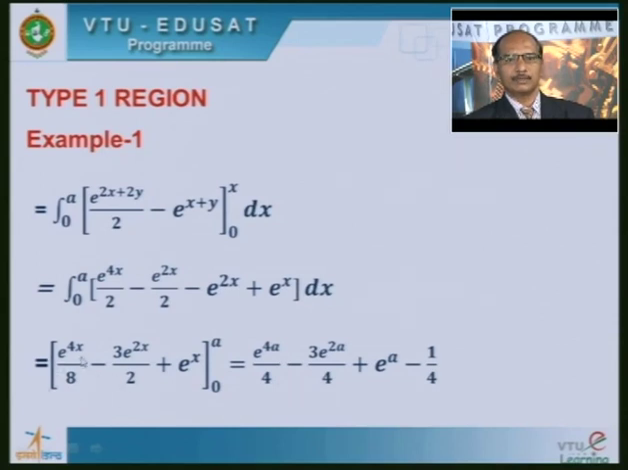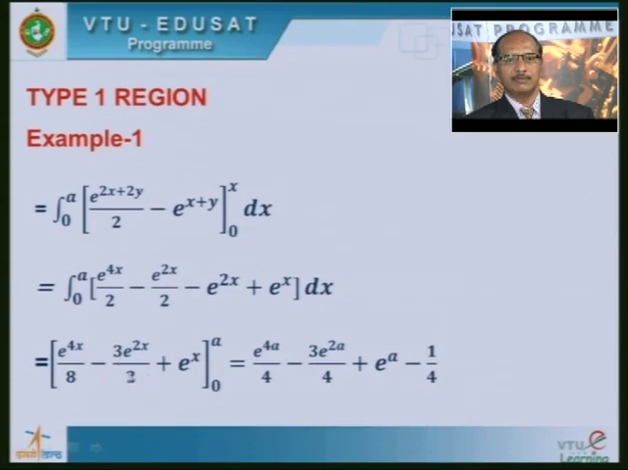e raised to 4x, in place of x you substitute a here: e raised to 4a divided by 4, minus 3 by 4 e raised to 2a, x equal to a, plus e raised to a, x equal to a. These three terms correspond to the upper limit substitution, minus the lower limit: put x equal to 0 in each of the terms. So it becomes e raised to 0, that is 1, in all the terms. e raised to 2x, this also is 1 when x equal to 0, e raised to 0 is also 1.